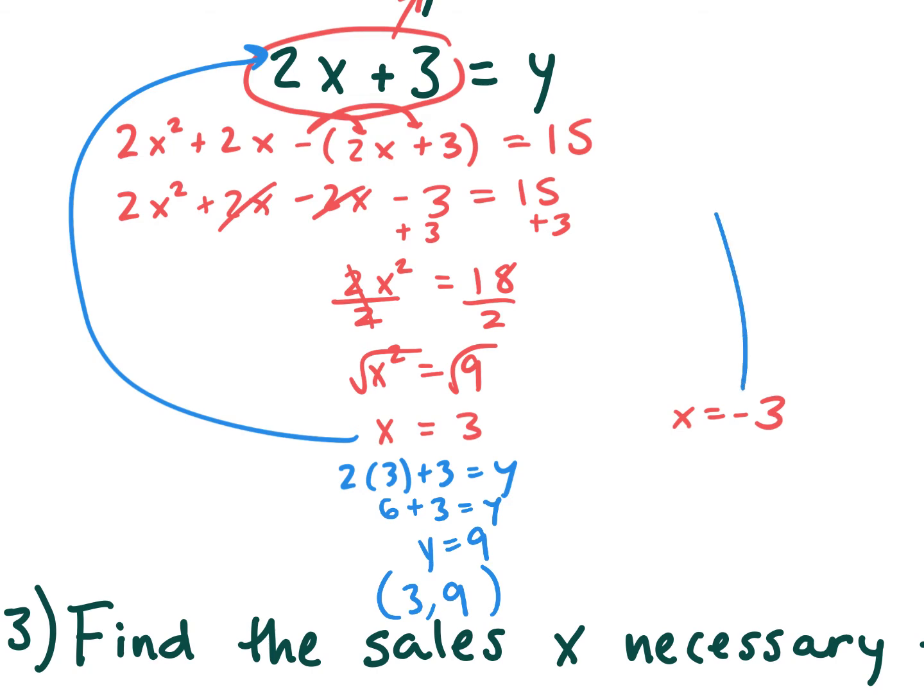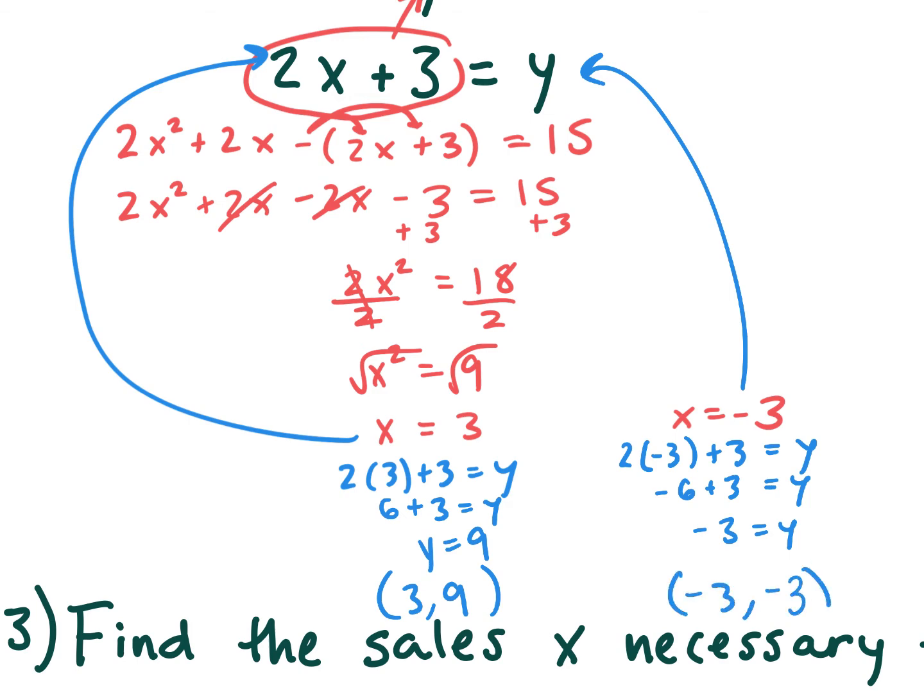I'm going to plug it into the second equation again. Just make sure you're plugging it into x. So I have 2 times negative 3 plus 3 is equal to y. Negative 6 plus 3 equals y. Negative 3 equals y. So how would I write my answer? Negative 3, negative 3. So these are my 2 answers.